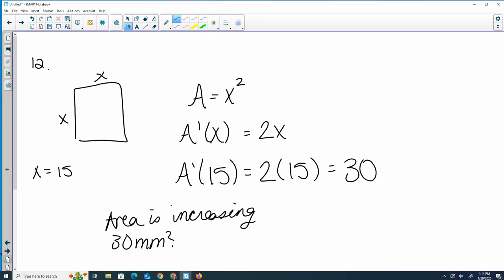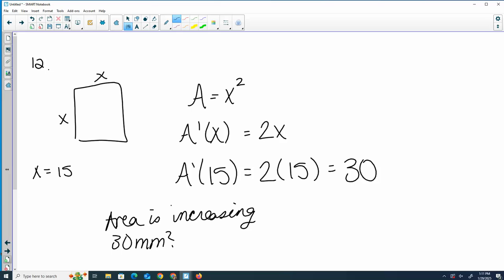So would we not have like 2x dx? No, because I didn't tell you how x was changing. I didn't even say that I'm changing x. I just wanted to know what was happening to the area. So we add these dx's only when there's time involved? Mm-hmm. Okay.